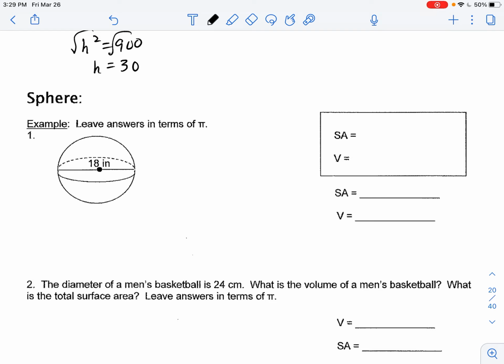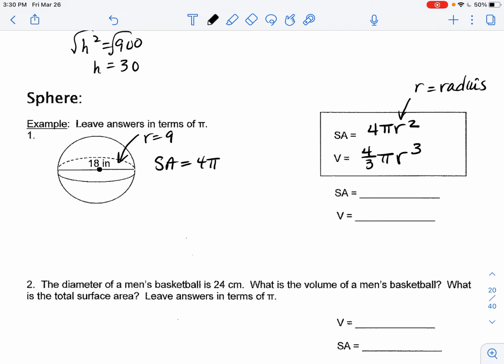Let's take a look at a sphere now. The surface area for a sphere is 4 pi r squared, and the volume is 4/3 pi r cubed. If I'm going to find the surface area of this sphere, and by the way, r is the radius, in this case r would be 9. My surface area is 4 pi 9 squared. And so 9 squared is 81 times 4. This is going to give me 324 pi, and this was inches squared.